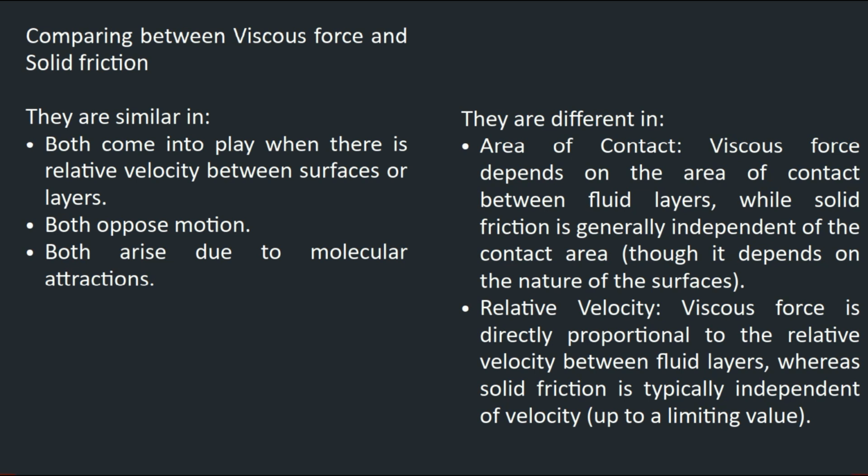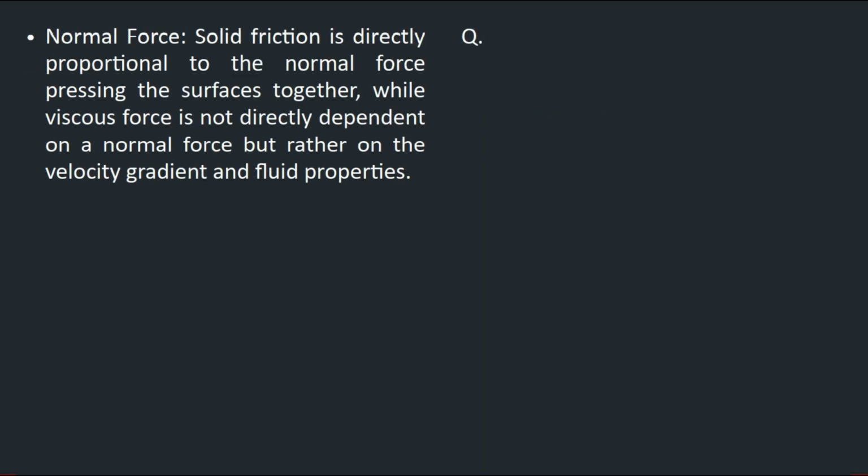Kinetic friction is independent of your relative velocity up to a certain limit, while viscous force is proportional to relative velocity. Again, this goes back to your formulas. And the last difference is the normal force. So which one is dependent on normal force? This you guys know. Solid friction is directly proportional to the normal force, right?